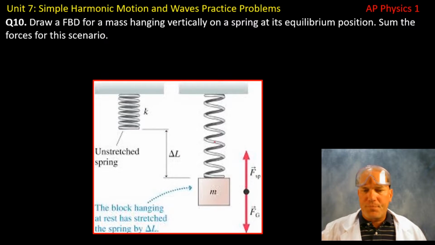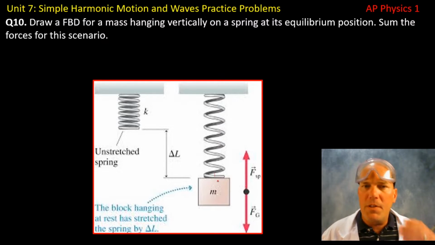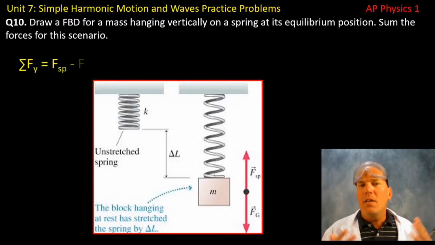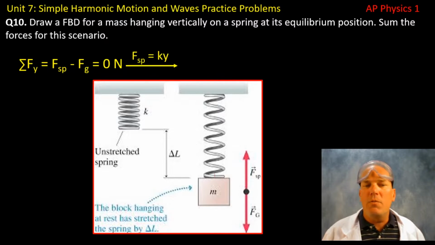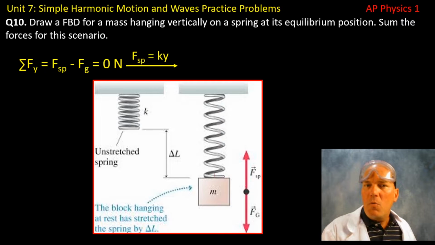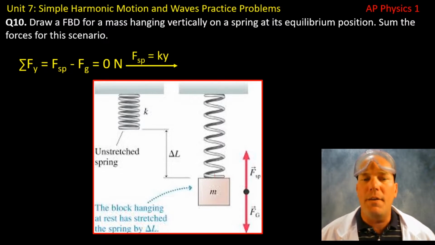At this position, if we sum the forces vertically, we see that the force of the spring upward is equal in magnitude, opposite in direction to the force of gravity. If we sum the forces here, we can show those equal 0 because it's not accelerating vertically, so they are equal and opposite. Now, one step further, the force of the spring is equal to Ky.